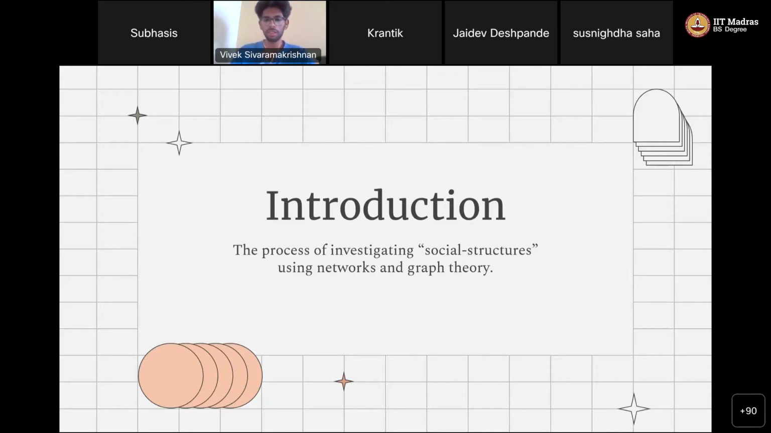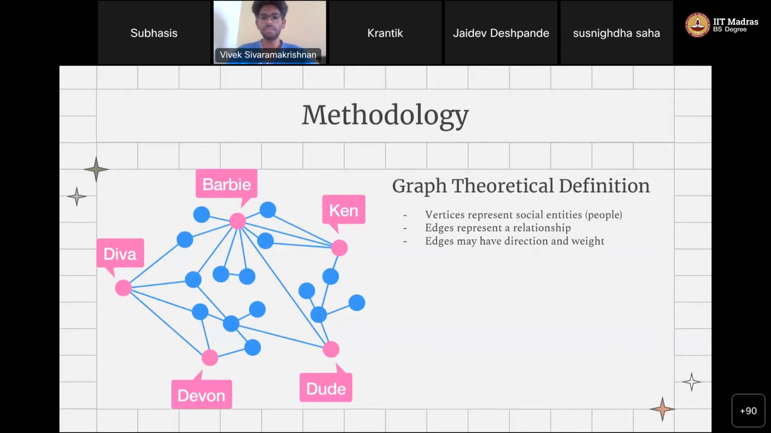Now, the methodology. In graph theory, a graph theoretical definition is used to abstractify and realize a social network for analysis. The vertices, or in this example social network here, denote the social entities of the network, and the edges, which may represent a relationship based on whatever topological definition we want to utilize, may also have direction or weight. For example, an undirected graph would be a Facebook friends model, where if you are a friend with another person, the other person is also inevitably a friend of you.